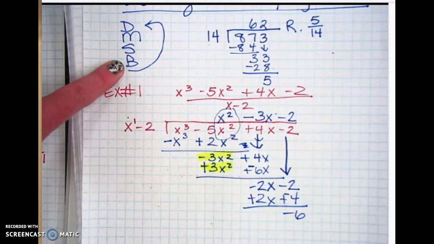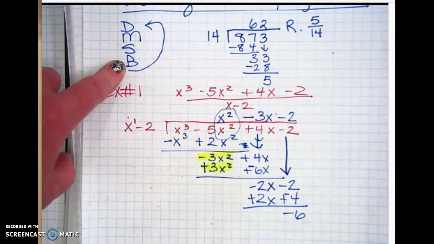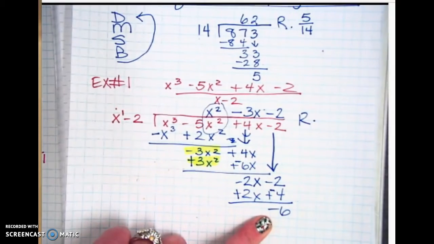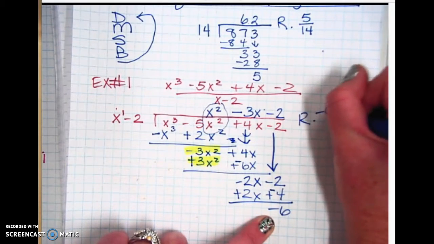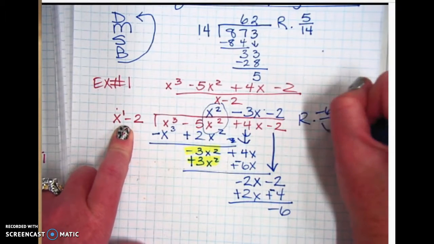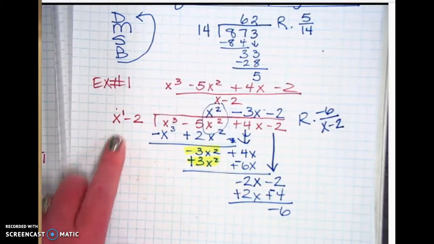After we subtract, we bring down, but there's nothing left to bring down. So this becomes our remainder. So we say remainder of negative 6 over the divisor. So we have x minus 2.